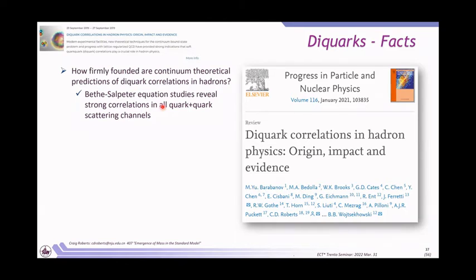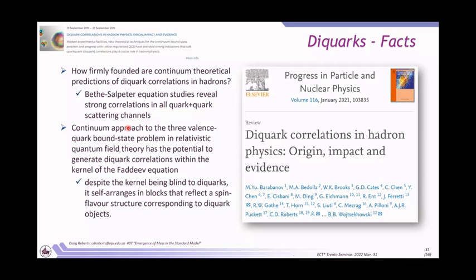Those familiar with the chat about diquarks might think of this tale of the good diquark and the bad diquark. Well, from a physics perspective, there's no such thing as a bad diquark. There are diquarks that are more massive, but they are all formed. They're all there. Using the continuum approach to the three-valence-quark bound state problem, you can see how diquark correlations will emerge from the three-body problem. The kernel is blind to diquarks a priori, but it self-arranges itself in blocks that reflect the spin-flavor structure that corresponds to these diquark objects.